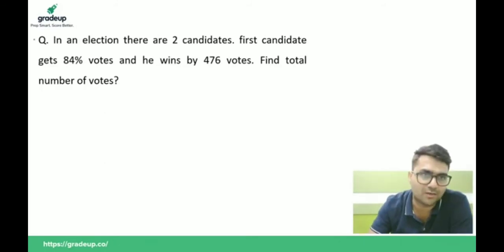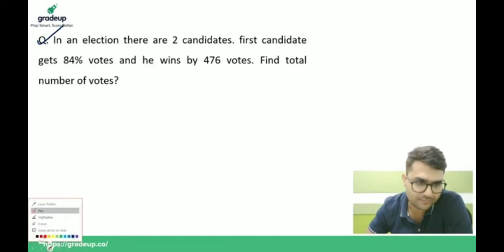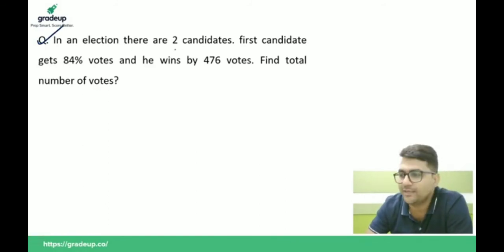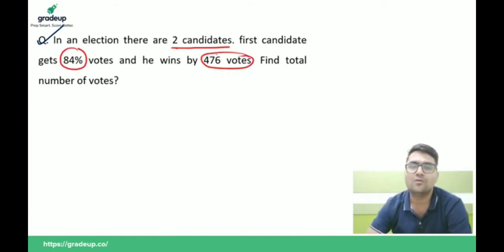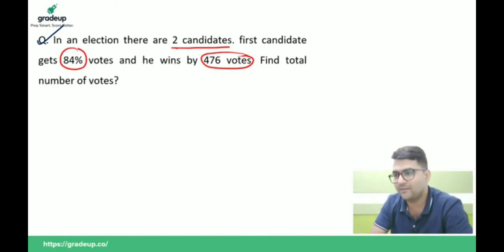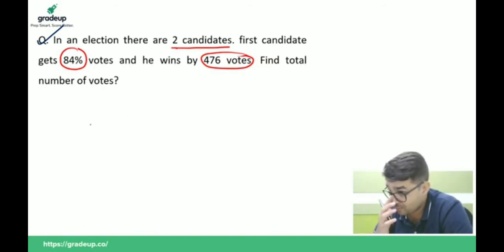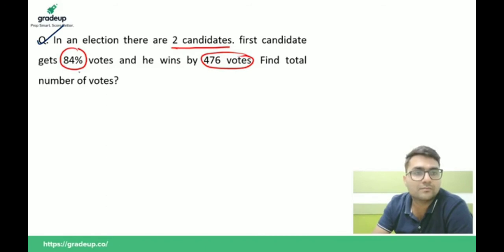This is a question based on voters. In an election, there are two candidates. All right. The first candidate gets 84% votes, and he wins by 476 votes. Okay. Now, find the total number of votes.